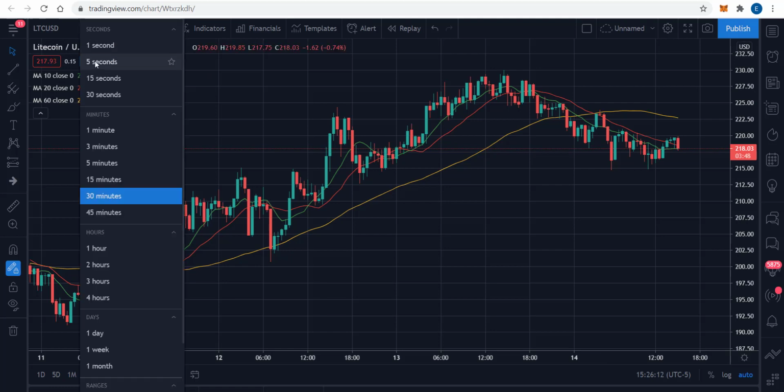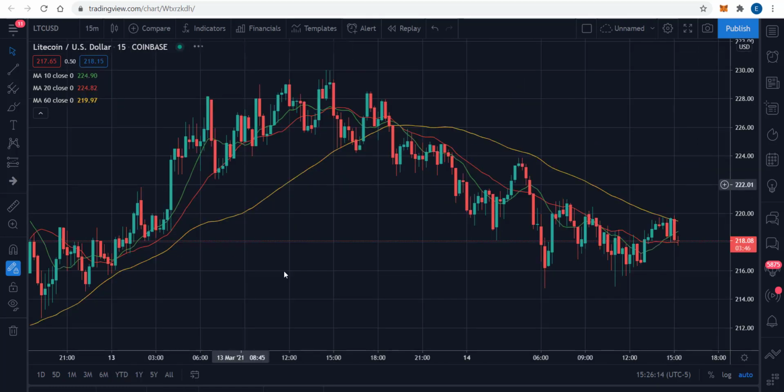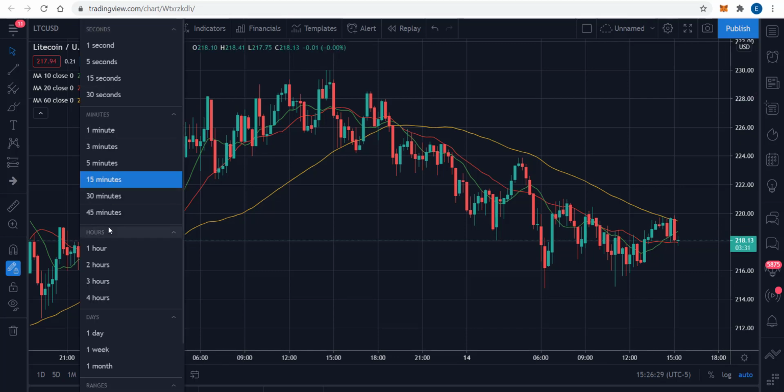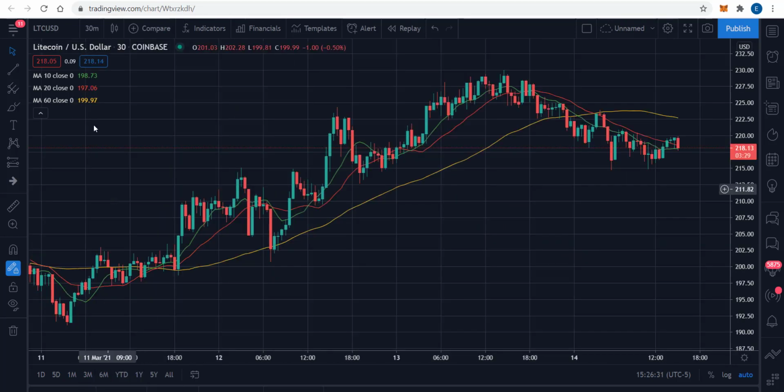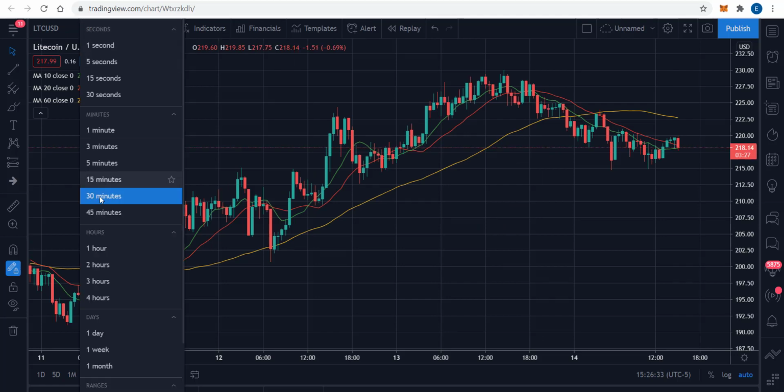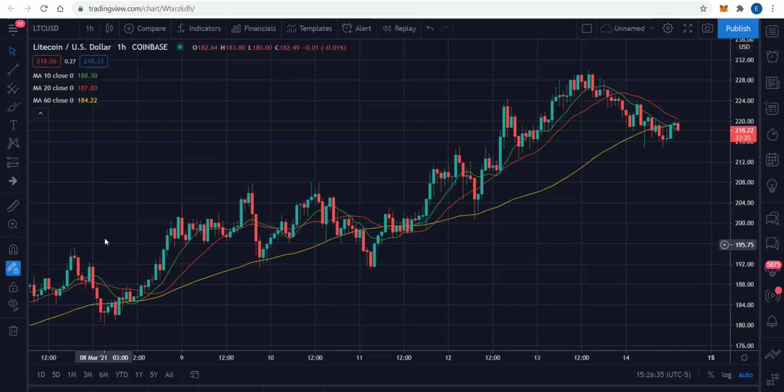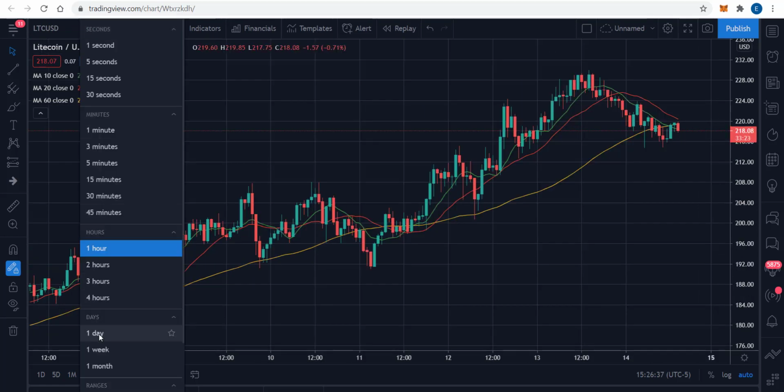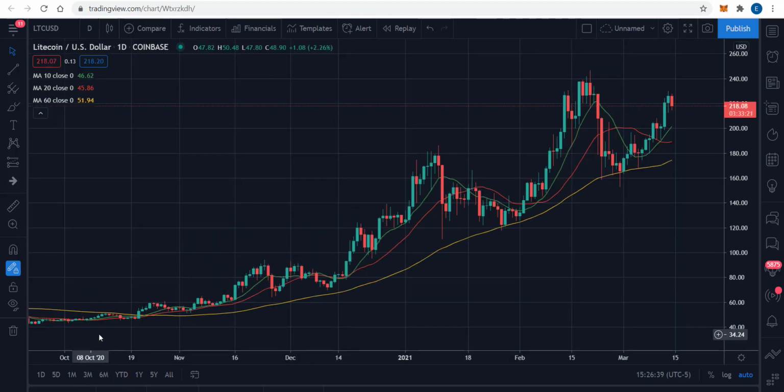And I imagine at the 15-minute level, there's not going to be a whole lot of, look at that. At the 15-minute level, we have the 10 period sitting firmly between the 20 and the 60. So some congestion there. Congestion at the 15. At the 30-minute, it looks like it's a downward trend. At the 1 hour, we have congestion. And at the 1 day, it looks like an upward trend.